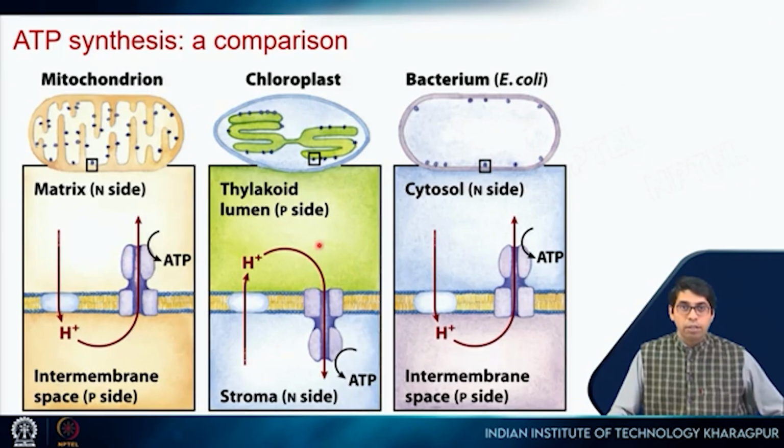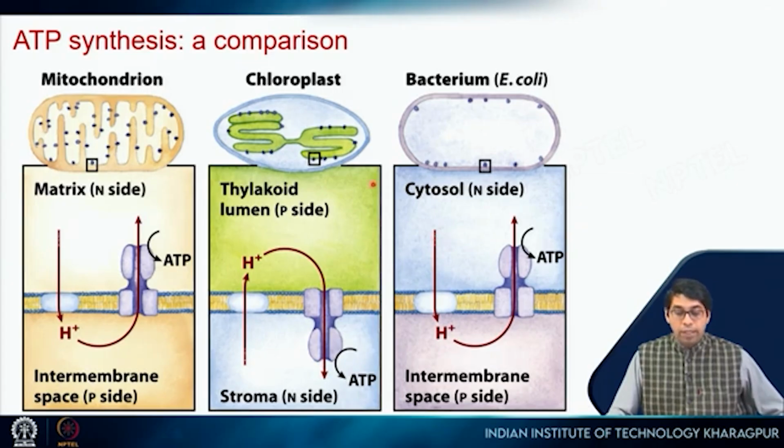Similarly, in case of thylakoid, light energy is used to create this proton gradient, right. So this is the lumen or the P side, and this is the stroma or the N side. So more protons here, fewer protons here, delta pH is almost 3. When these protons pass in this direction, which is the spontaneous reaction, that energy is used to produce ATP, okay.